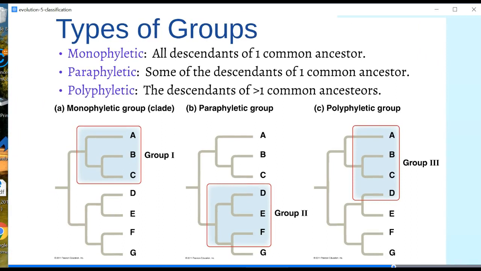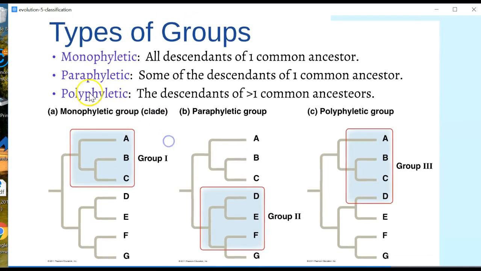Okay, so there are 3 different types of groups, and I don't need you to memorize these definitions. What I need you to understand is the application. So before you write anything down, listen to what I'm describing here. So monophyletic groups are pictured here. These are all descendants of one common ancestor. So notice how A, B, and C all have a shared common ancestor here. So we would call this a monophyletic group.